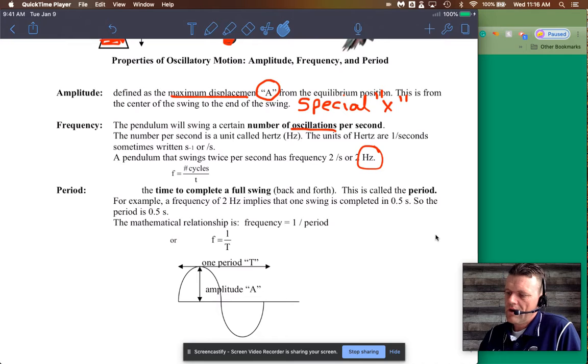So these guys are reciprocal in their relationships. F is equal to 1 over T, or we could say that T equals 1 over F, and your guys are going to do that right away.